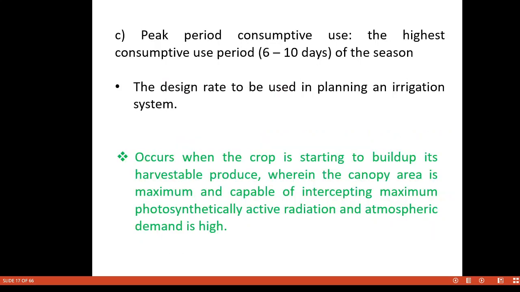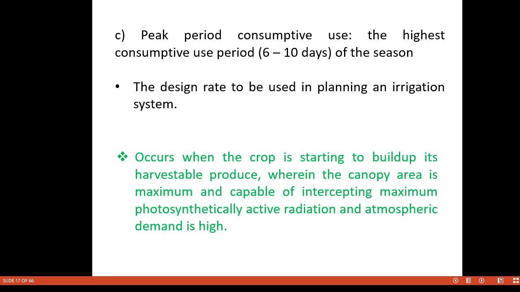Then we have the peak period consumptive use. Peak period consumptive use is the highest consumptive use period, usually between 6 to 10 days of the season. And when you are designing your irrigation system, you take into consideration the peak period consumptive use. So it's a period in which you have the highest ET. We discussed during class about the difference of evapotranspiration. The highest ET. In this period, there's a lot of water which is lost from the plant.